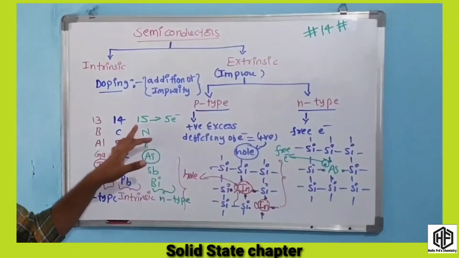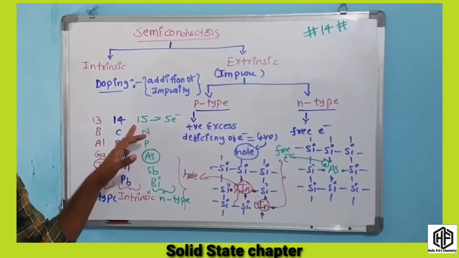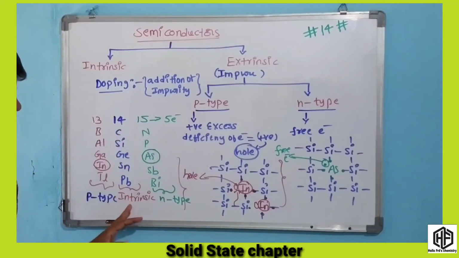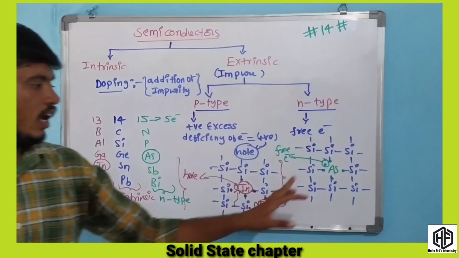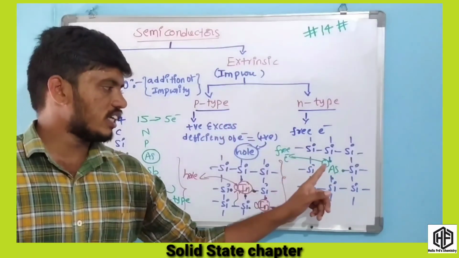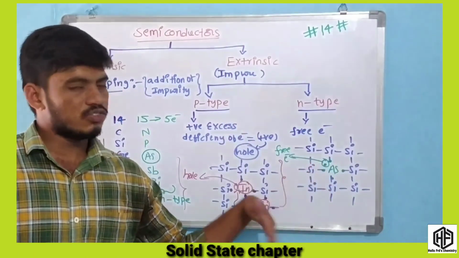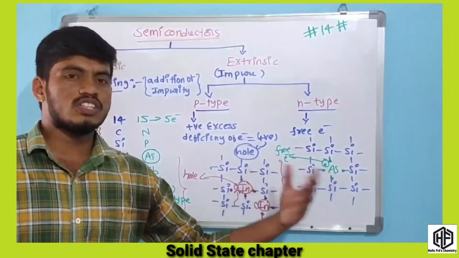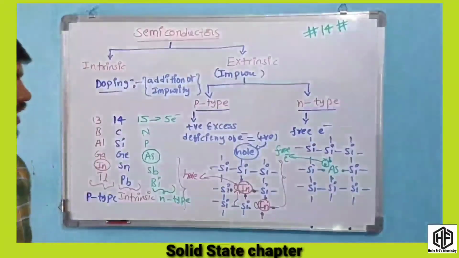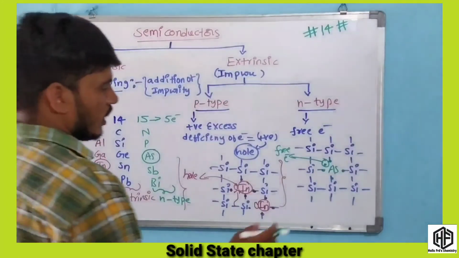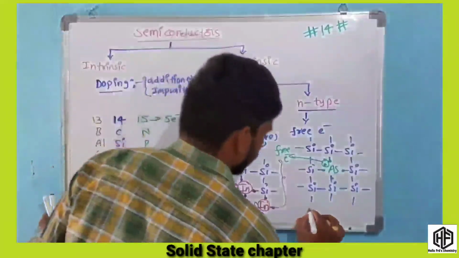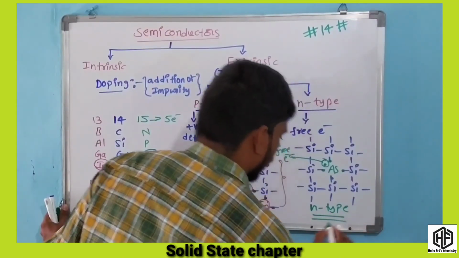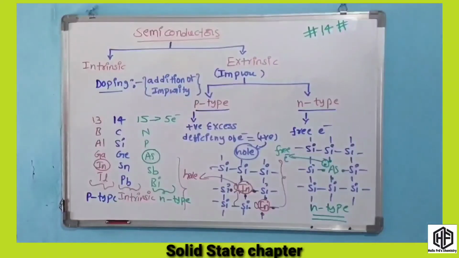Whenever an impurity from the 15th group is added to the 14th group intrinsic semiconductor, one electron is available, and this electron flows from one atom to another atom. This is also called a semiconductor. This type of semiconductor is called an n-type semiconductor. Okay friends, this is very important.